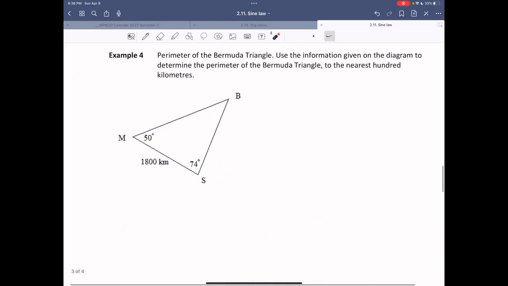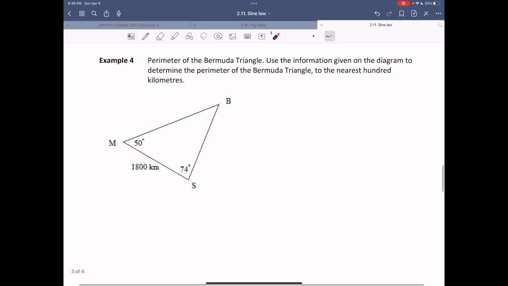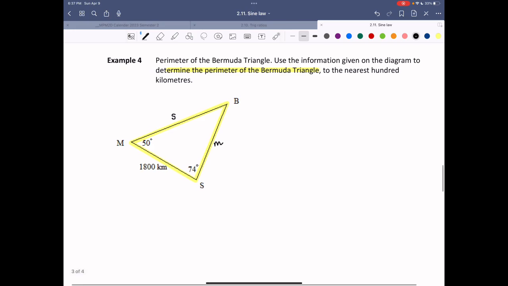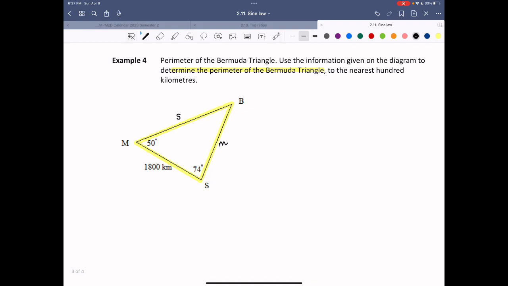So let's have a look at example 4. The perimeter of the Bermuda Triangle. Use the information given on the diagram to determine the perimeter of the Bermuda Triangle to the nearest 100 kilometers. Okay, so a perimeter, remember, is going round the outside of it like so, and measuring all those values. So we therefore need to find out the missing values of side S over here and side M over here. And all we have are two angles and a side.